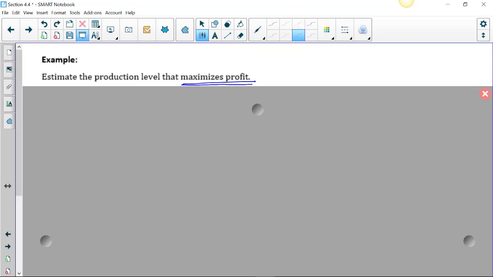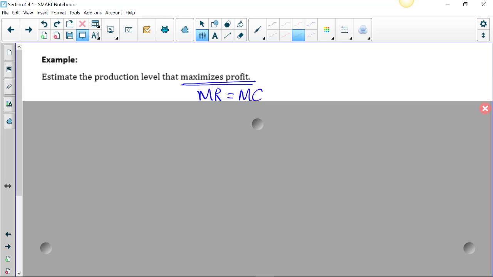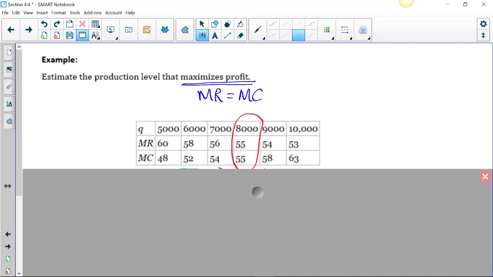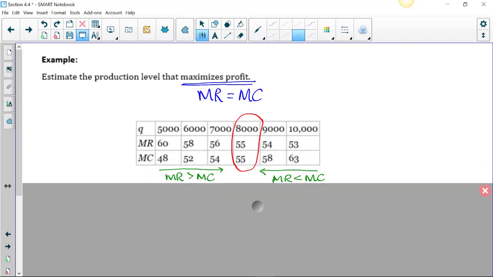Okay, so let's estimate the production level that maximizes profit in terms of marginal revenue and marginal cost. We know that maximum profit occurs when marginal revenue is equal to marginal cost. So here, I have certain quantities from 5,000 to 10,000, and I know the marginal revenue and cost at each of those production levels. I can see that at a quantity of 8,000 items, marginal revenue is equal to marginal cost. So that's where we would see our maximum profit.